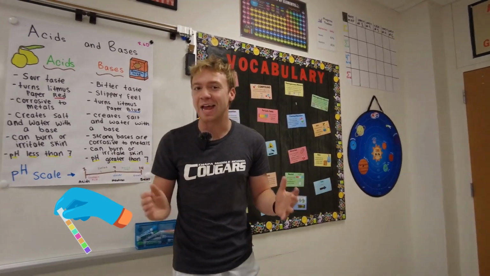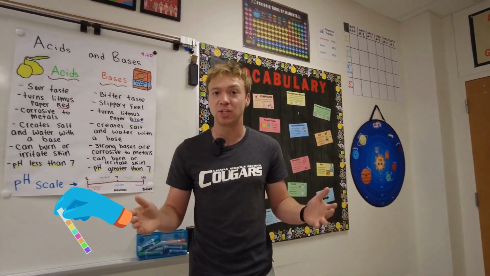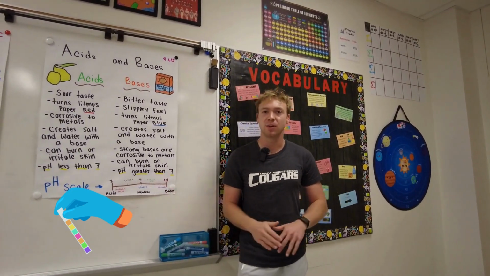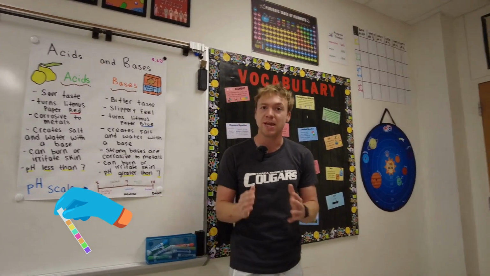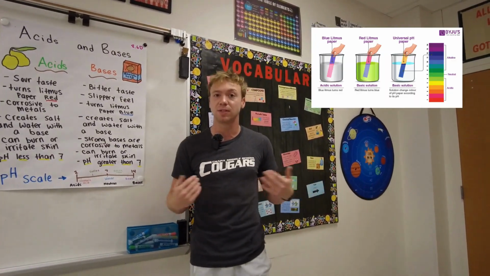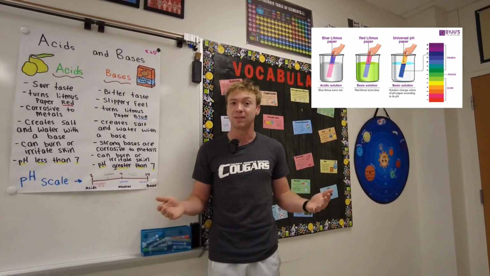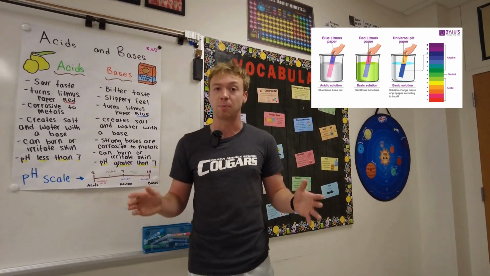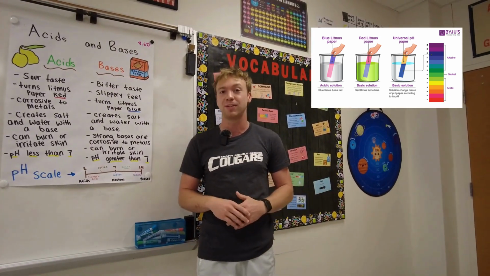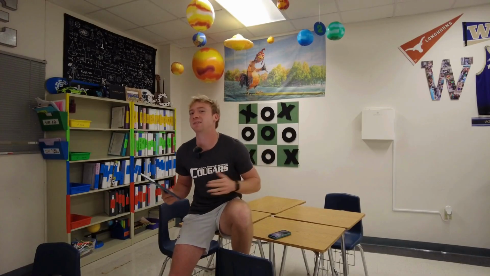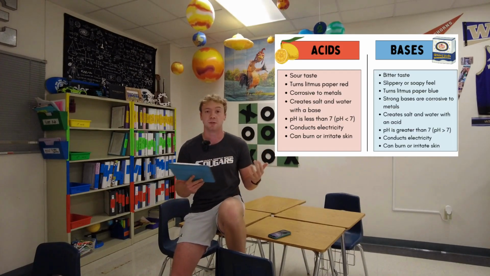Acids and bases have different properties, and the easiest way to tell them apart is by measuring the pH. Like I said, we use the pH scale to tell if something's an acid or base. A pH of less than 7 tells us that it's an acid, while a pH of more than 7 tells us that it's a base. Now we use something called litmus paper, which changes color to identify whether something is an acid or a base. So what are the properties of acids and bases? Well, if you look at the table over here, you can see the difference between the two of them.